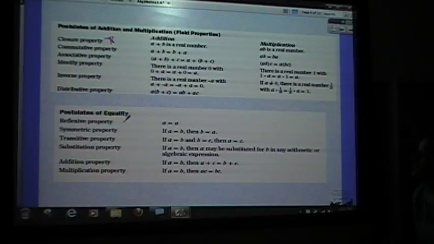Same thing is true with multiplication. This will make more sense second semester when we talk about imaginary numbers. Okay, commutative property, remember when you commute to work, you go back and forth. This is saying things switch places. It's okay with addition and multiplication. It's not okay with subtraction and division, but this is just for addition and multiplication.